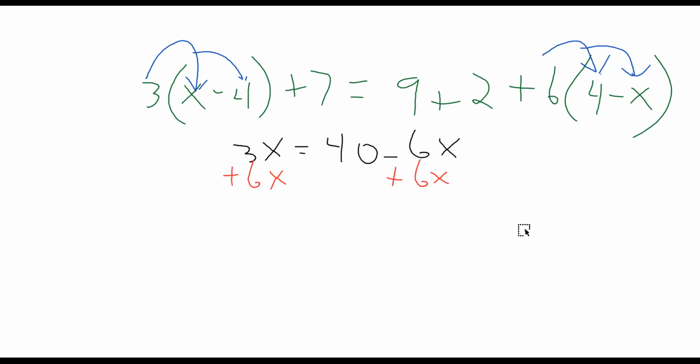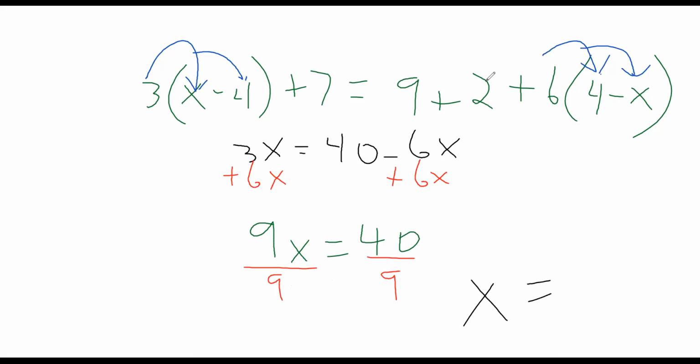So now, on the left-hand side, what am I going to be left with? 3x plus 6x is going to give me 9x equals, what's the only thing left on the right? 40. And now all I got to do is divide both sides by 9. 40 over 9, does that simplify?